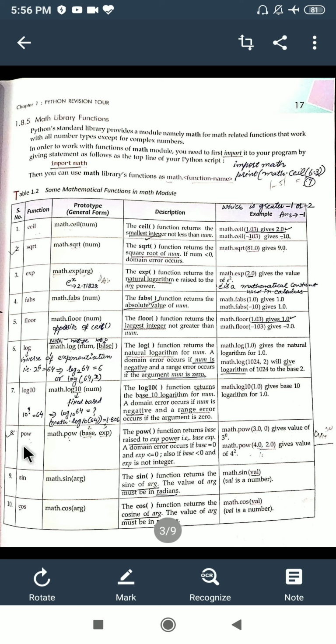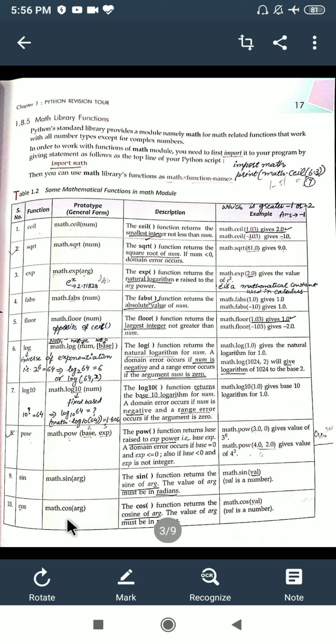Next is your power function. It is basically used to calculate the power. Like I want to calculate 2 raised power 4, so I need to pass two things, base and the exponent. Like 4 raised power 2, so you need to write 4 comma 2, it will give you 16 as output. Next function is sine function.